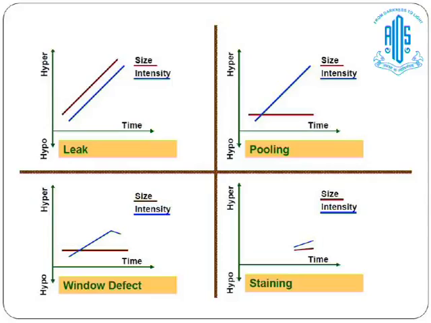Now, in hyperfluorescence, in a leak, both the size and intensity increase. If it is pooling, the size remains the same, only the intensity increases. In window defects, the size remains exactly the same, and intensity increases a little. And in staining, both the size and intensity remain more or less the same.